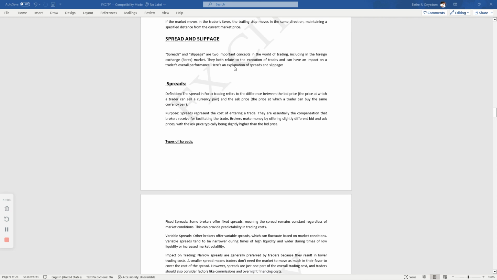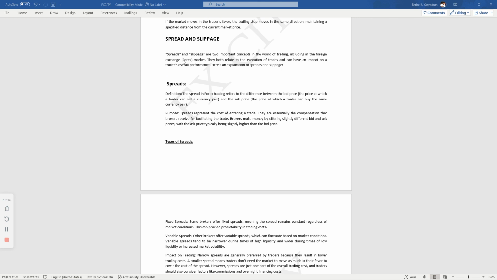So, spread and slippage. Spread and slippage are two important concepts in the world of trading, including in foreign exchange markets. They are both related to the execution of trades and can have an impact on traders' overall performance. Here's an explanation of spread and slippage. So they say this can have an impact on your overall performance.